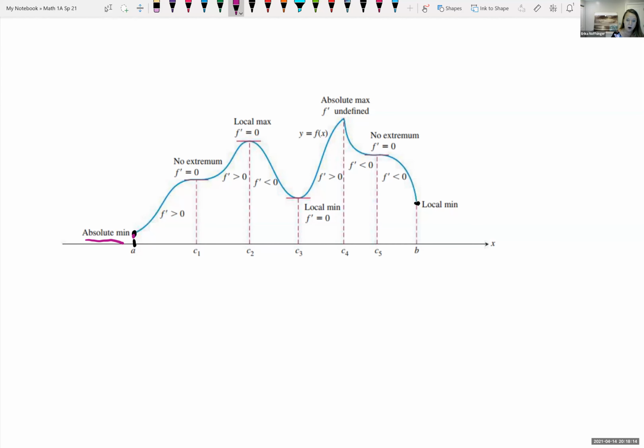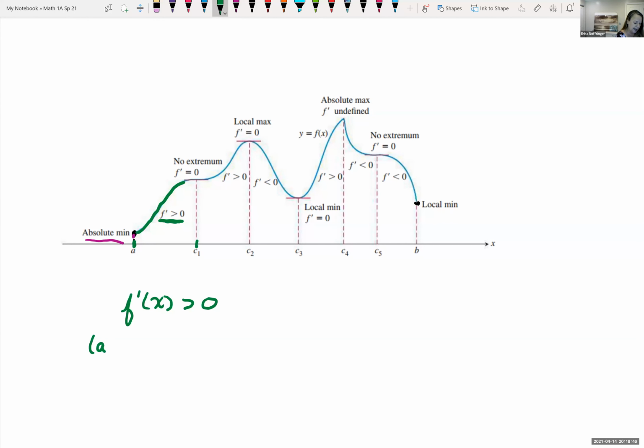Notice that if we're following the graph from left to right, at first we're going upwards, so we have an increasing function. Recall that if our function is increasing, our derivative is greater than 0. So here, if it asks us where our function is increasing, what intervals, remember the intervals we use are our x values.